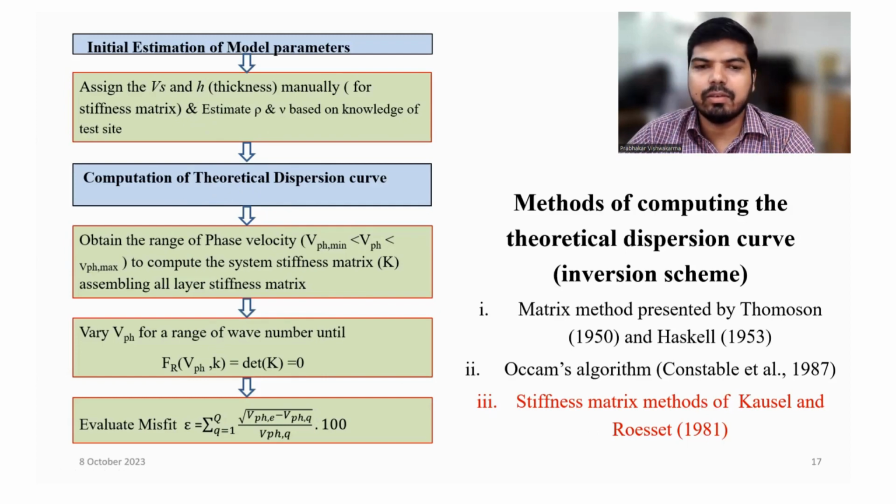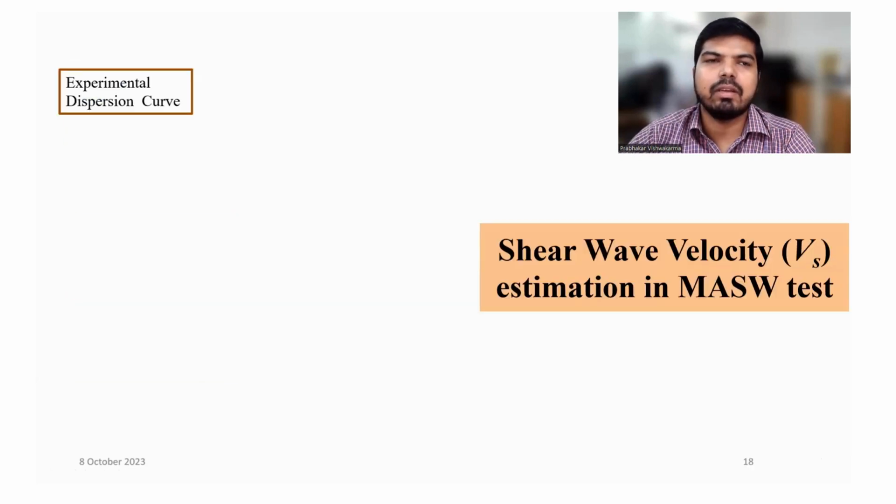The VS profile for which you calculate the theoretical dispersion curve should be appropriate and site specific, so that you get the minimum misfit error between your experimental and theoretical dispersion curves. I will explain this simply, to help in understanding the experimental curve, the theoretical curve, and the profile.